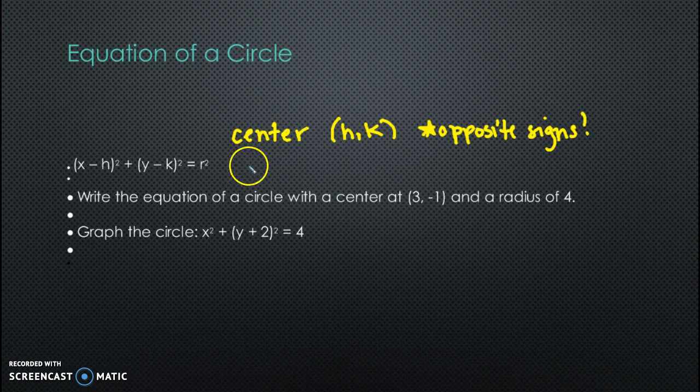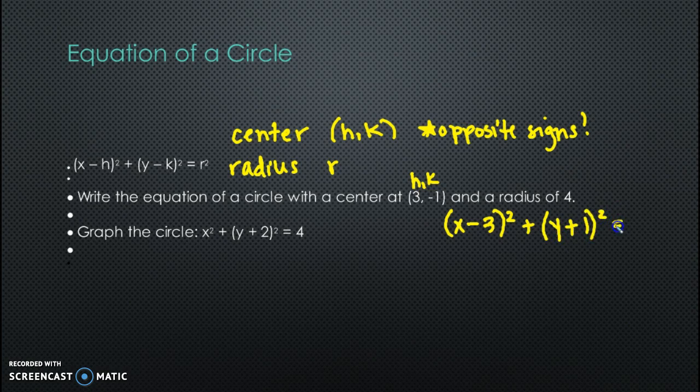Alright, so we change the sign, and then our radius is whatever R is. So if you're going from the equation, you have to take the square root to get your radius. For this example, I want to write the equation with a center at (3, -1) and a radius of 4. Remember this is (h, k), so the h goes inside with my x and its opposite sign, so I'm going to put a -3, and then for my k, I'm going to put a +1, and then I'm going to square my radius, so we get 16.